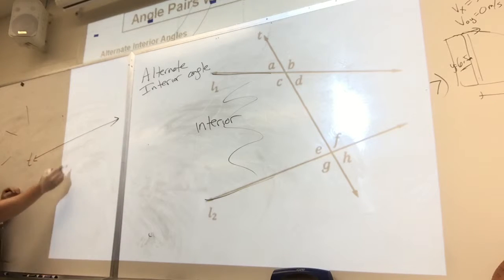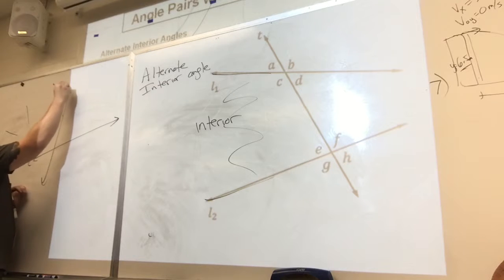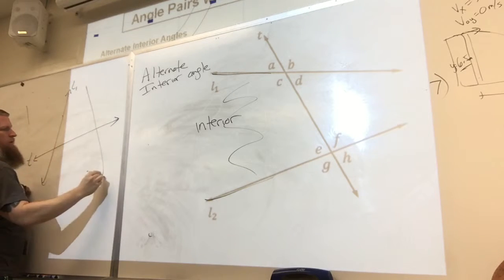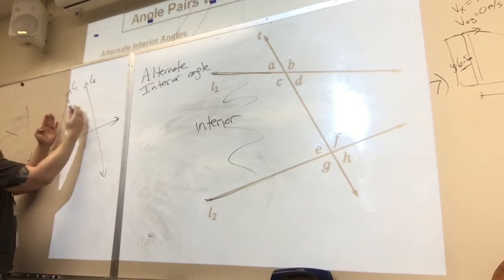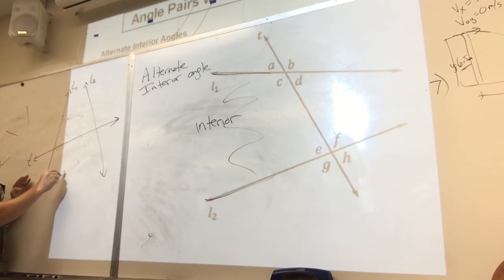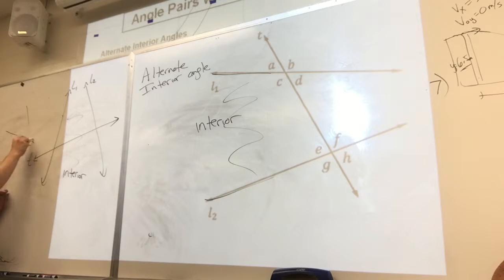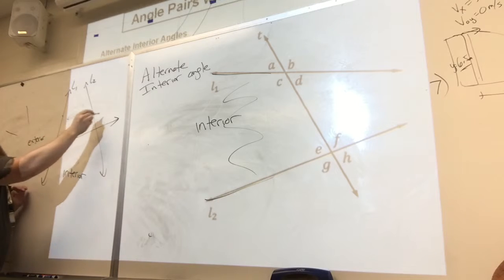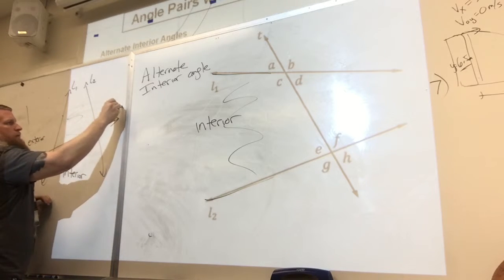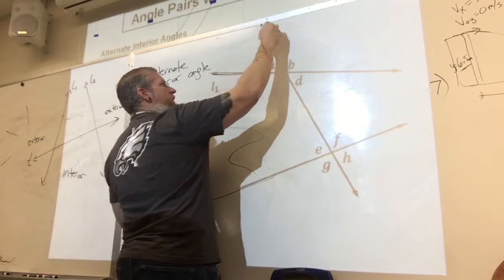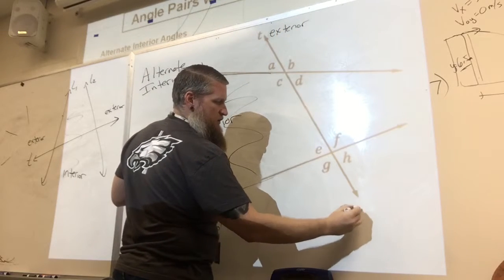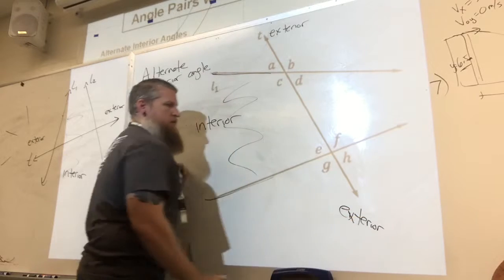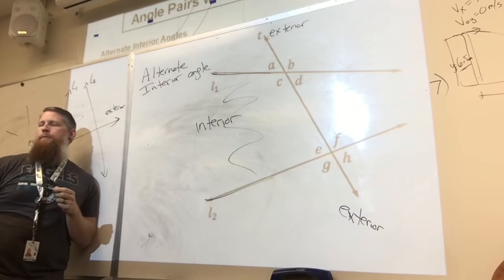So if I had that being my transversal, and that being L1 and L2, if I turn it sideways, this space here is the space that's enclosed between them, so this would be considered the interior for this specific situation. Everything else is the exterior. Now, I'm pointing that out because the naming of these pairs tells you where to look to find the angles you need to match up.